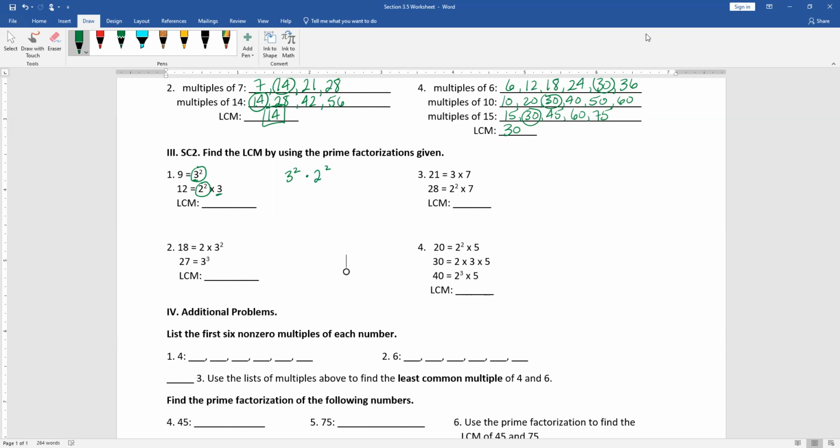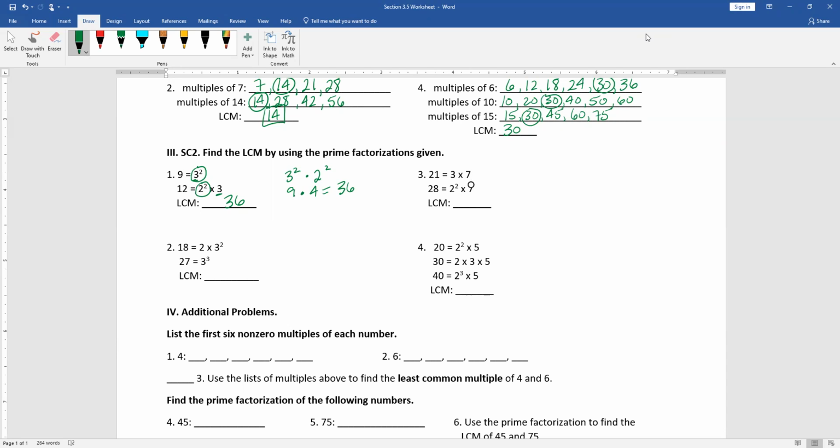If you need to, break that down. That's 3 times 3, which is 9, times 2 times 2, which is 4, and 9 times 4 is 36. So our least common multiple of 9 and 12 is 36. All right, let's look at number 2.